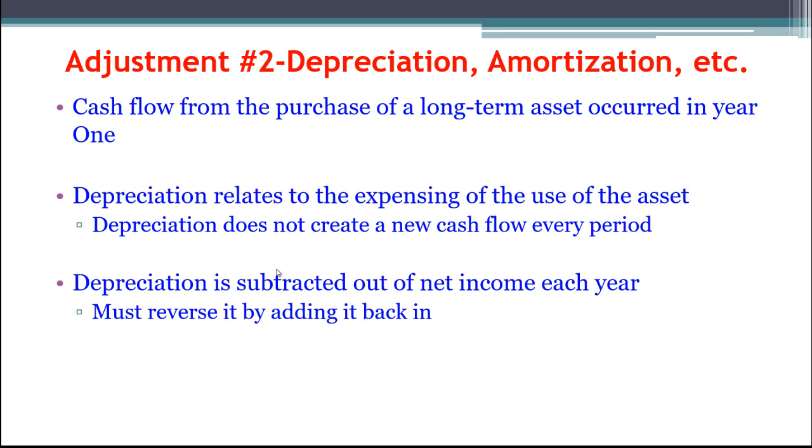The problem is the only cash flow happened in year 1, and again, that would have been an investing cash flow anyways. So we would have reported that full purchase price in year 1 and not in any other year. But since depreciation and all of those are subtracted out of net income, they're reducing net income every single year of that asset's life, we have to reverse it by adding the amount back in. So the depreciation, whatever we see on the income statement, we have to add that amount back in this reconciliation to reverse it out.